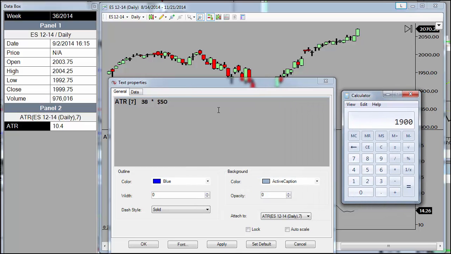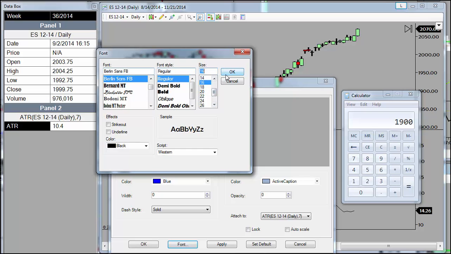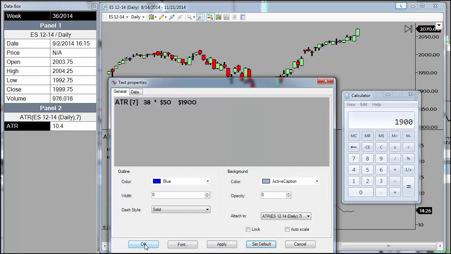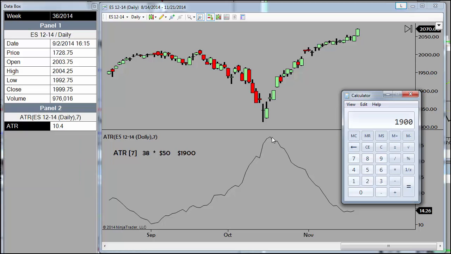So let's move this over here. Now, the other thing to consider right here is the value of a protective stop. So if I'm using a 3-point stop in a market that's trading 38 points a day, then my stop is about 10% or 8% of the average true range. Let me go ahead, let's take the font, kick this up to a 16. All right, so that's at the peak right there, $1,900 a day.